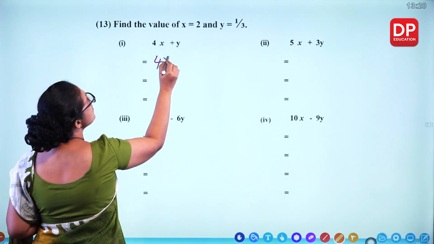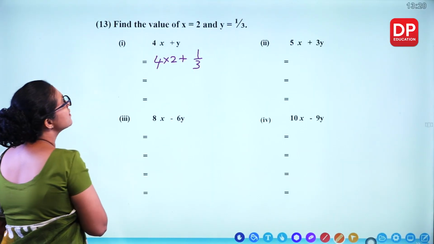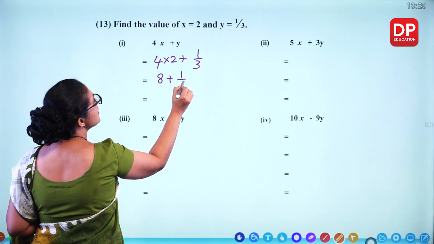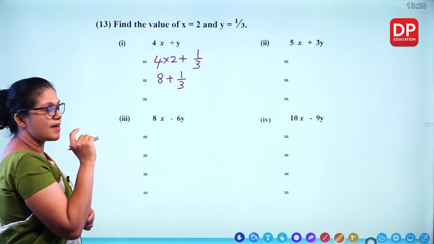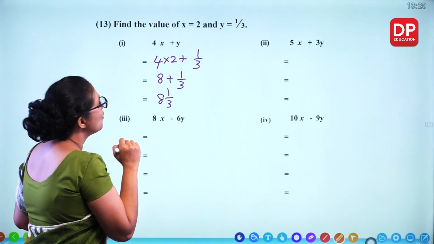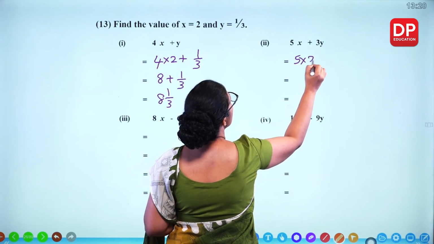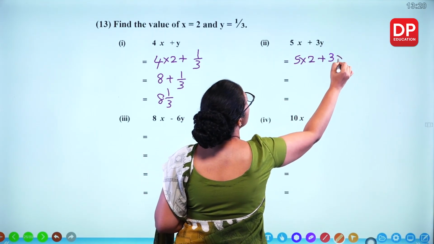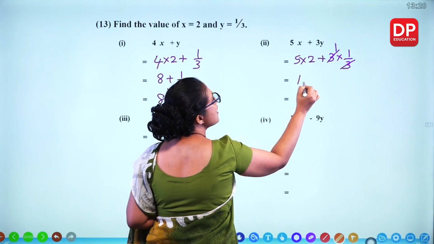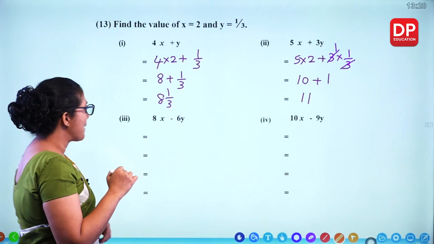Find the value when x equals 2 and y equals 1/3. 4x plus y. X is 2. Y is 1/3. 8 plus 1/3. How can you write? You can write 8 full parts and 1/3. 5x plus 3y. 5x, that's multiplied by 2, 3y. 1/3 is there. The 3s get cancelled out. So 10 plus 1, answer is 11.